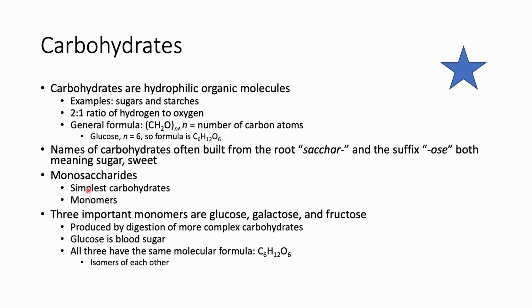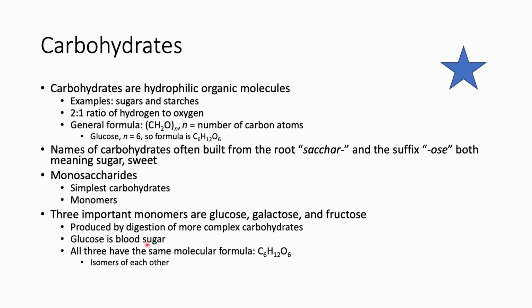The simplest form of carbohydrates we have, those are our monosaccharides. Those are the monomers. And we have 3 important monomers. We have glucose, galactose, and fructose. All of these 3 have the molecular formula C6H12O6. An example, and glucose is what is actually our blood sugar.